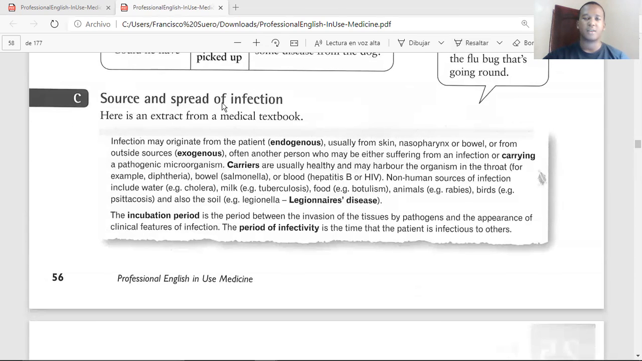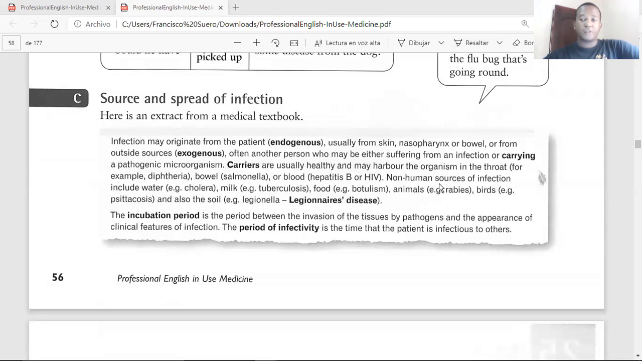C. Source and spread of infection. Here is an extract from a medical textbook. Infection may originate from the patient, endogenous, usually from skin, nasopharynx, or bowel, or from an outside source, exogenous. Often, another person who may be either suffering from infection or carrying a pathogenic microorganism. Carriers are usually healthy and may harbor the organism in the throat, for example diphtheria, bowel, salmonella, or blood, hepatitis B or HIV.